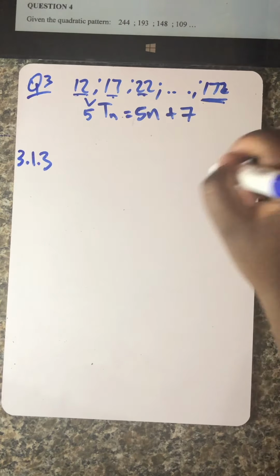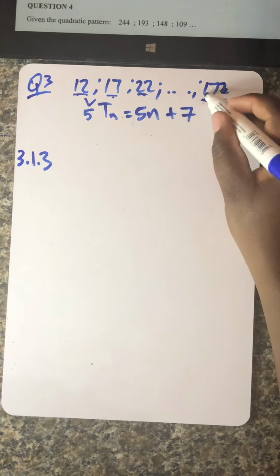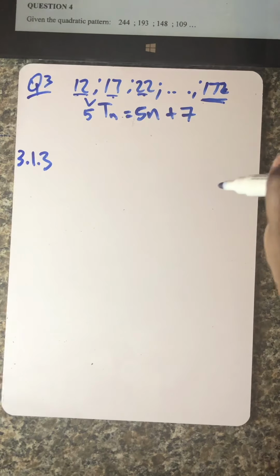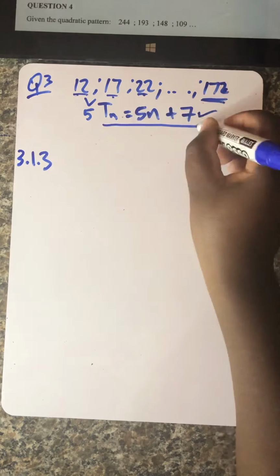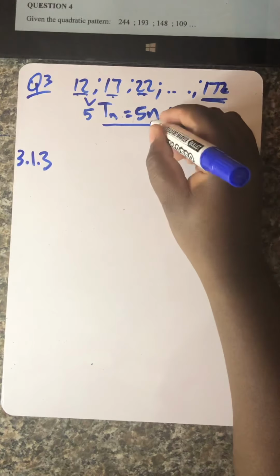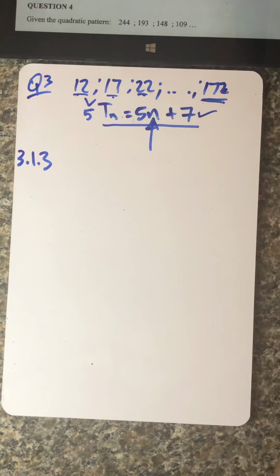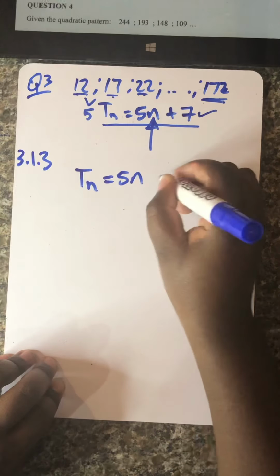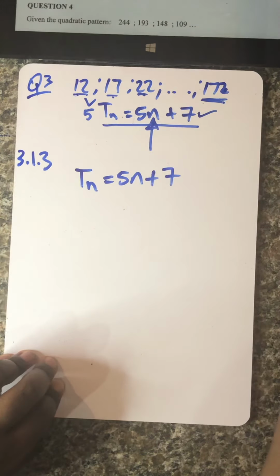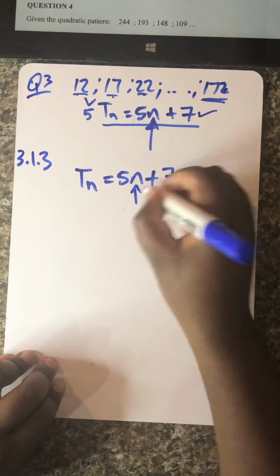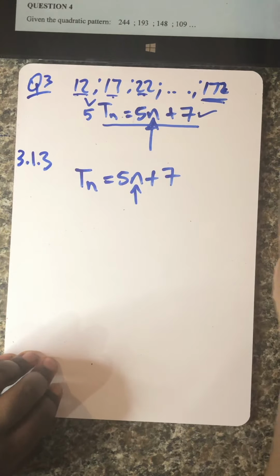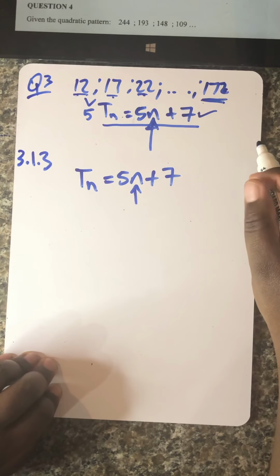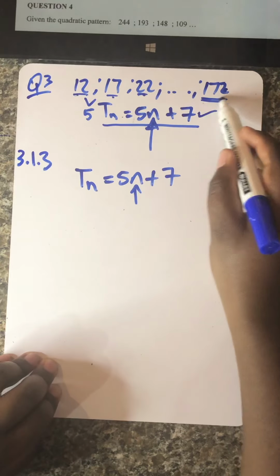We cannot manually do until we get to 172. So let's just use our shortcut. Okay, so on this formula, guys, what they want you to calculate should be that n. Remember the formula is Tn equals 5n plus 7. Now they want you to calculate that n. Obviously, guys, that means Tn equals that last number.